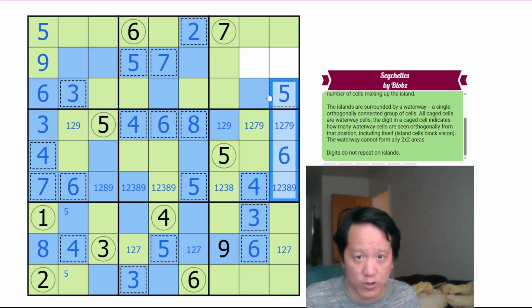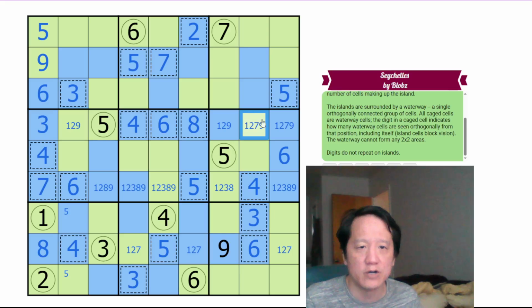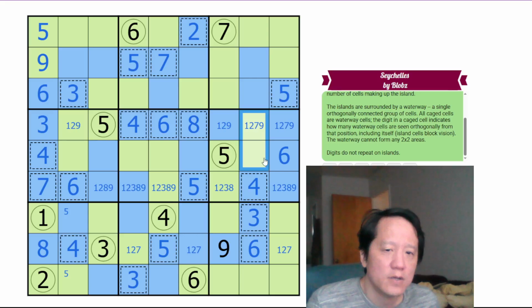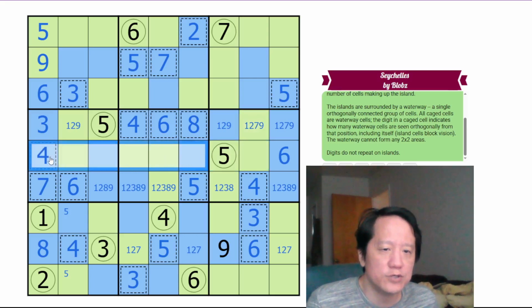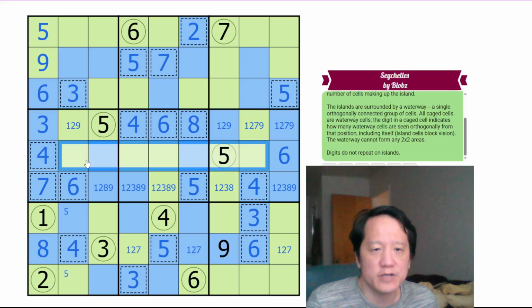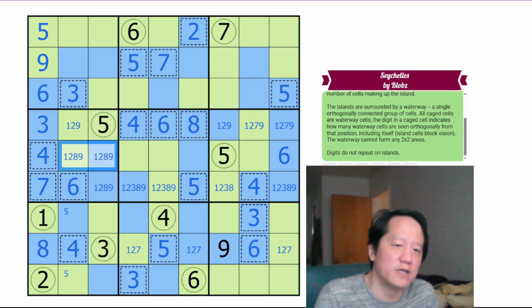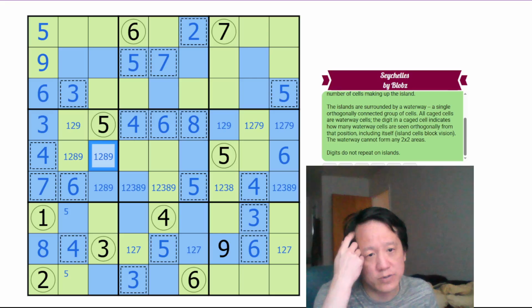That sees 5 waterways only. So we have water this way. This is land then, and this must be water. We're still doing normal Sudoku in this puzzle then. This has to be... 1, 2, 8, and 9 remaining in box 4.